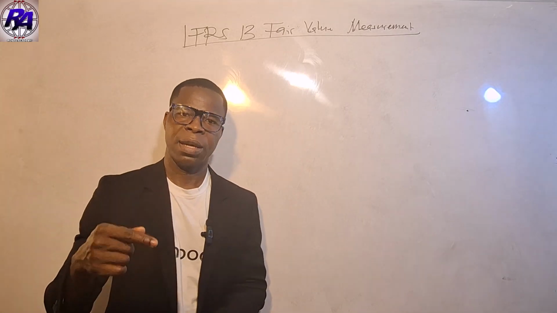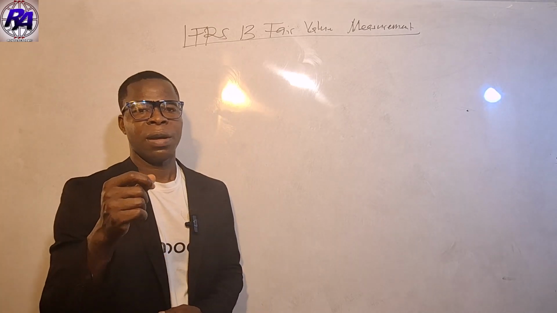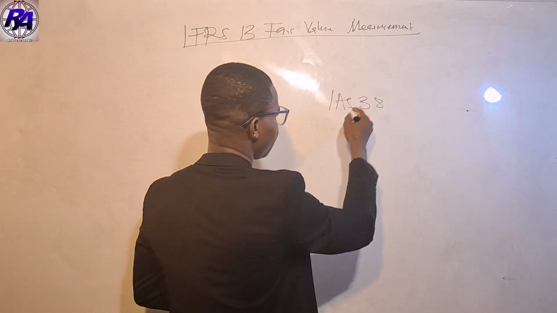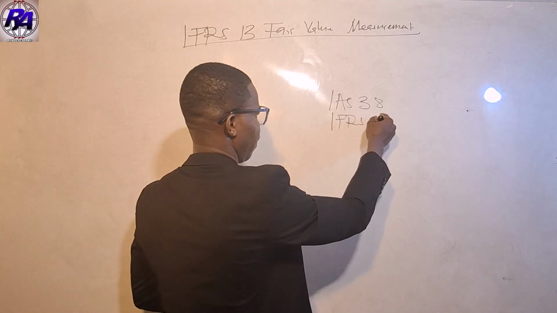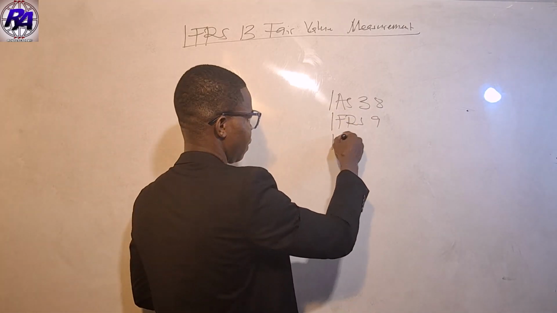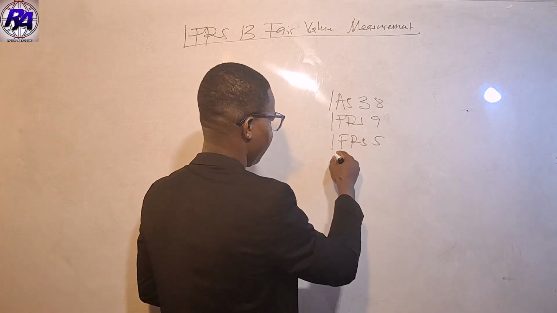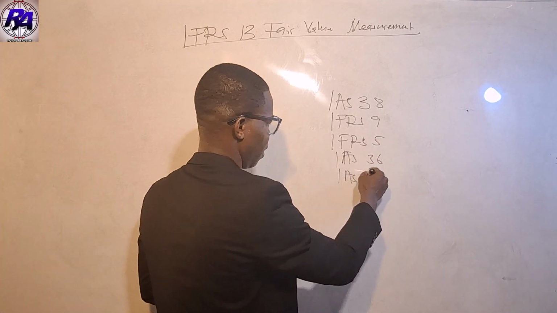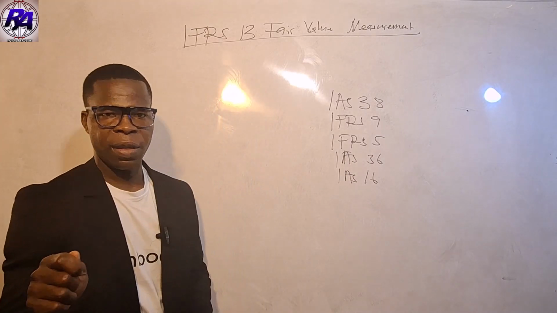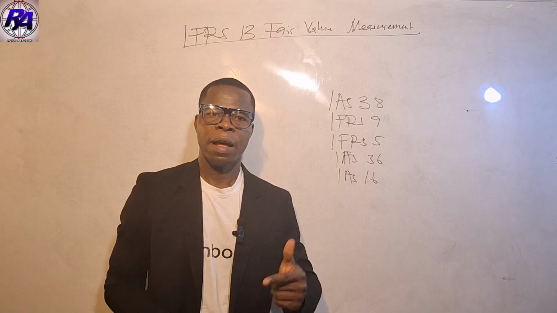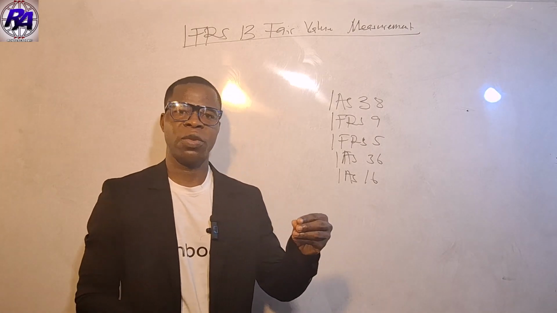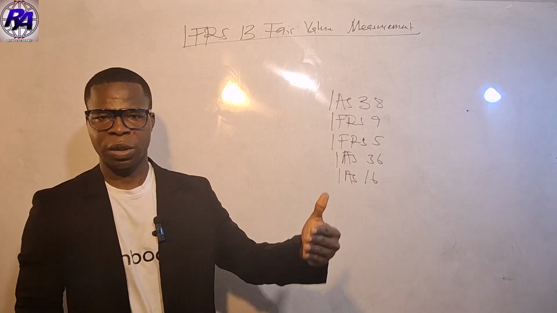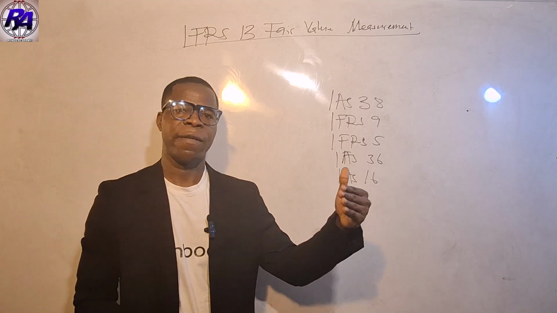Now, if you look at a series of standards, for instance, if you look at IAS 38, IFRS 9, IFRS 5, IAS 36, sometimes IAS 16, you could see that an item is measured, or they use fair value in measuring items. For instance, if you come to IAS 16, if an entity is using the revaluation model, then that entity must ascertain the fair value of the asset.